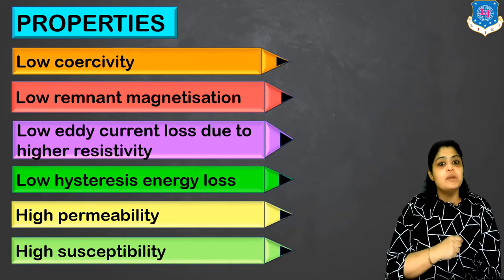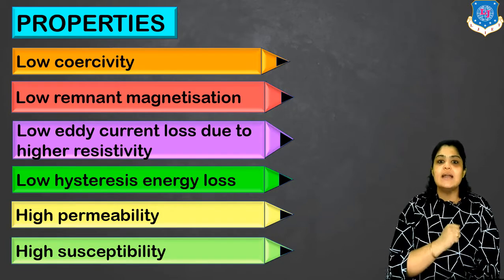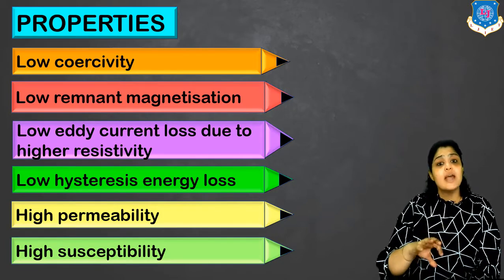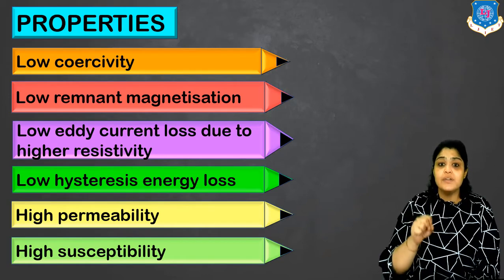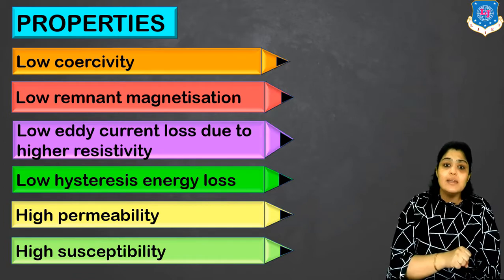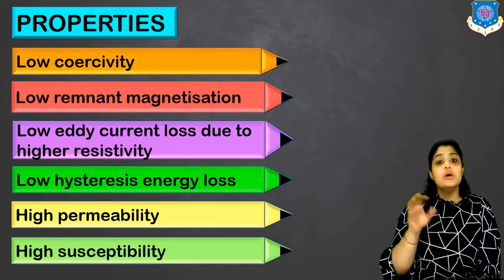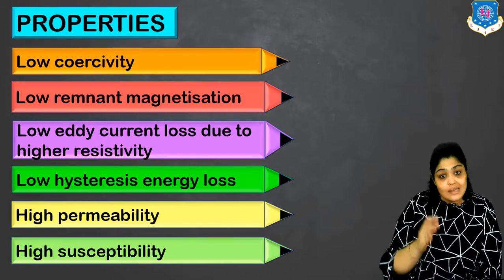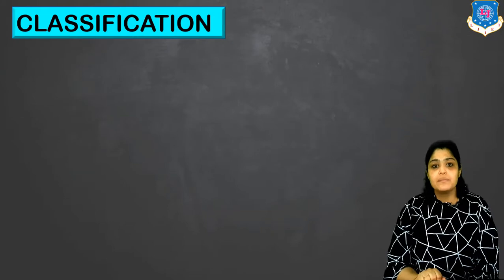Why do we say high permeability and high susceptibility? Because they can be easily magnetized and demagnetized. So if a material can be magnetized easily, that means it is allowing the external magnetic field to pass through it easily. So if a magnetic field is applied to a material, and the material magnetizes easily, that means it has a higher permeability and susceptibility.